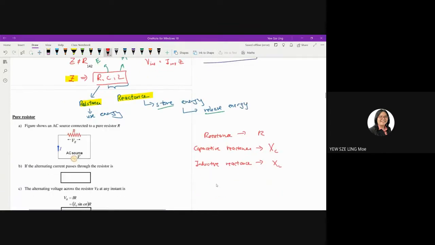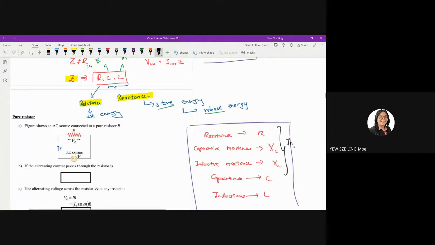And then you have capacitance, which is your C. And then inductance, which is L. So don't get confused between these five terms, because they all carry different meanings. They all play different roles in the calculations. And when you combine the first three together, it is known as impedance, which is your Z.